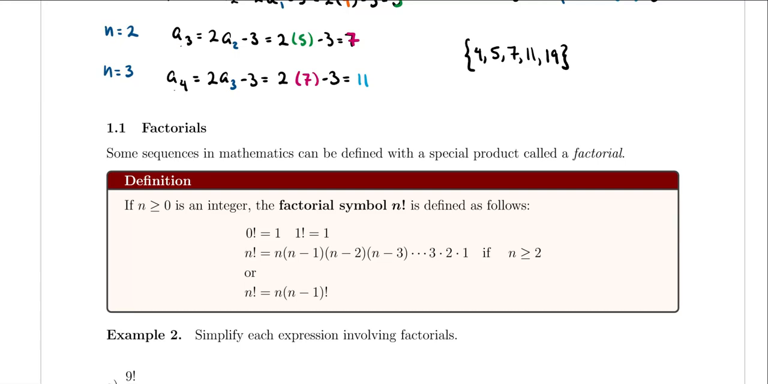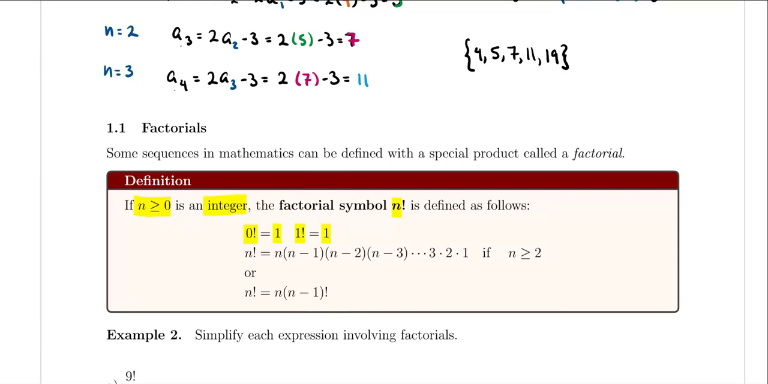So here's the definition. If n is greater than or equal to 0 and it's an integer, then the factorial symbol, n, which is an exclamation mark but is read as n factorial, is defined as follows. 0 factorial is equal to 1, 1 factorial is equal to 1. Those are the definitions here. If you're interested in why 0 factorial is equal to 1, you can ask me in class.